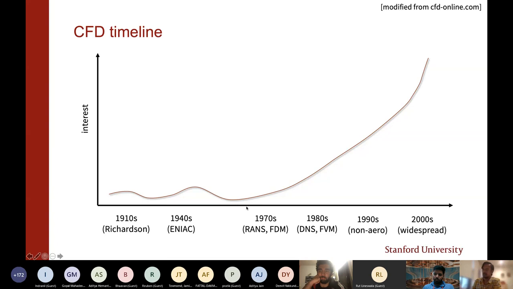But later on, as computers evolved and became faster and less expensive, people started working on numerical methods and developing different models. For example, the most popular methods, the finite difference method and the finite volume method. I'll be talking about all these later in the talk, but just to give the timeline here. RANS turbulence modeling came around the 1970s, and the first direct numerical simulation of, for example, a small turbulent channel flow was done in the 1980s here at Stanford.